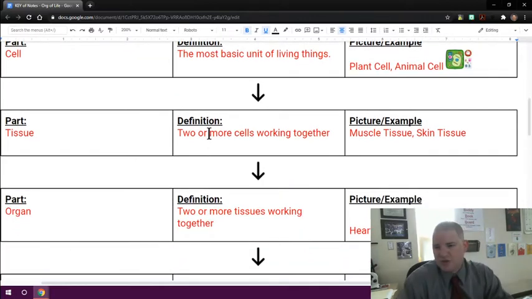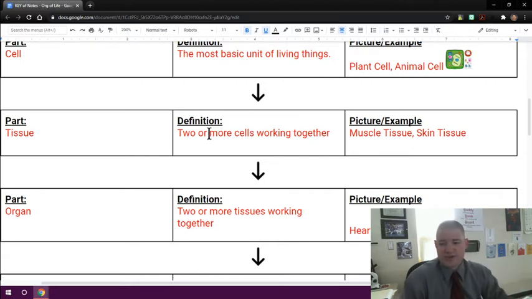We next have tissues, which is when two or more cells are working together to help do a specific function. This would be like muscle tissue, skin tissue. Basically, when you get a bunch of cells together collectively. Leaf tissue, the leaves that we looked at in class the other day, the onions that we looked at, all those cells were together. Those are tissues that we were actually looking at.